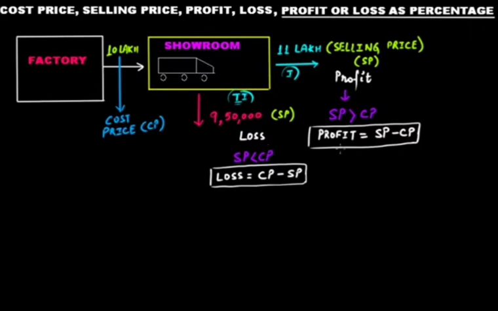Well, in this condition, you can say that our profit is 1 lakh. Why? Because 11 lakh minus 10 lakh will be 1 lakh. So profit is 1 lakh, and in this case the loss will be 10 lakh minus 9 lakh 50,000, which is 50,000. So this is one way to tell the profit or loss. Another way can be in terms of percentage. That's profit or loss as percentage. So how do you calculate it?